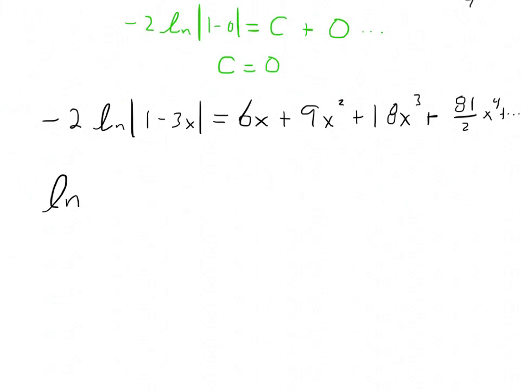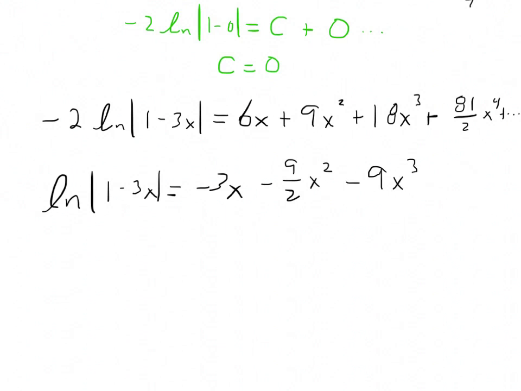So I'll end up with natural log 1 minus 3x equals negative 3x minus 9 halves x squared, oops, not plus, minus 9x cubed minus 81 over 4x to the 4th, again not plus, minus dot dot dot, and that's our answer.